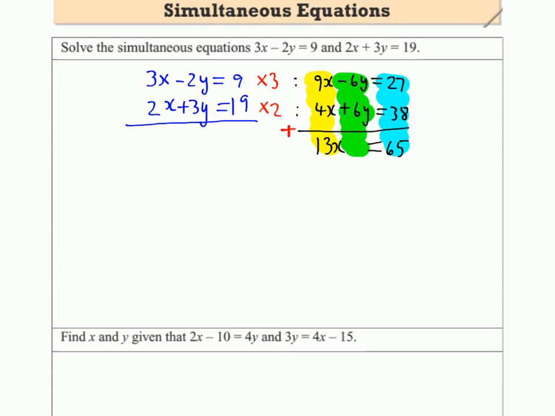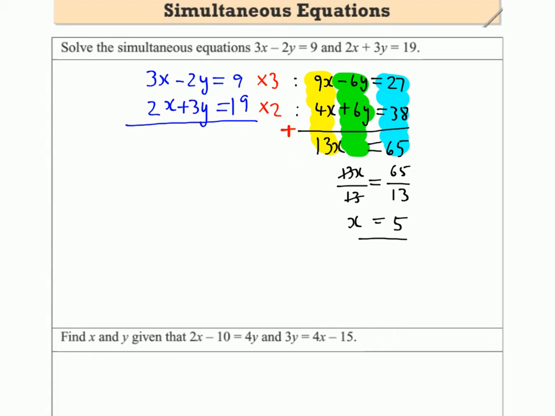So if I want to find x, I have 13x and I've got 65, therefore I divide this by 13. The reason I divide this by 13 is so that I get x as my final value. If I divide the left side by 13, I must also divide the right hand side by 13. So 65 divided by 13, the answer is 5. It's not quite done yet. We've solved the value of x. Now we're going to find the value of y.